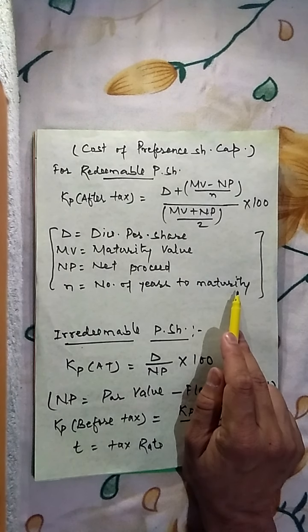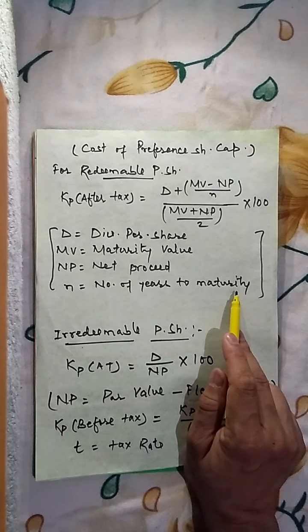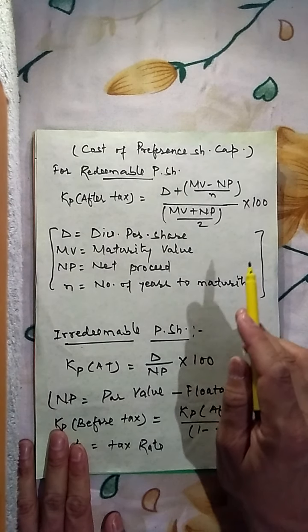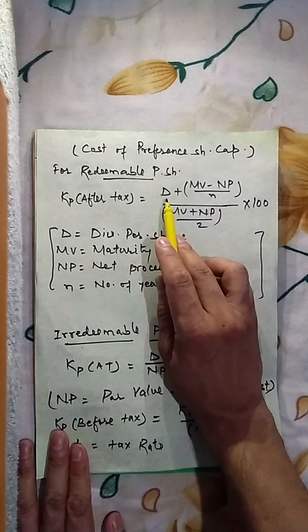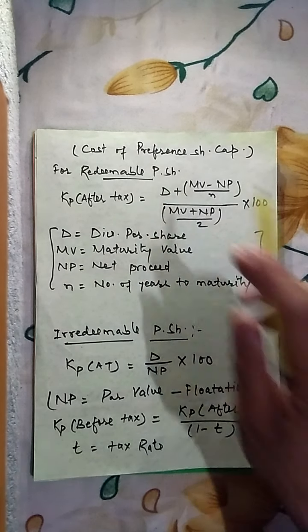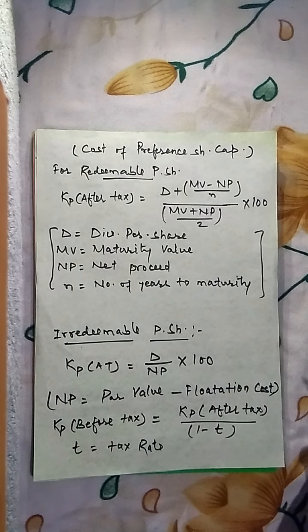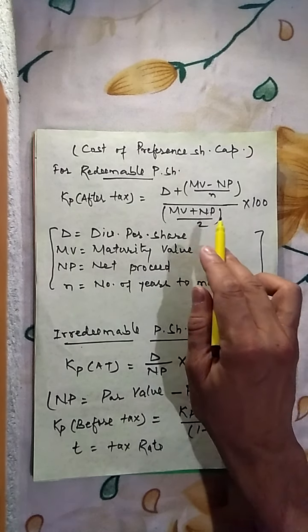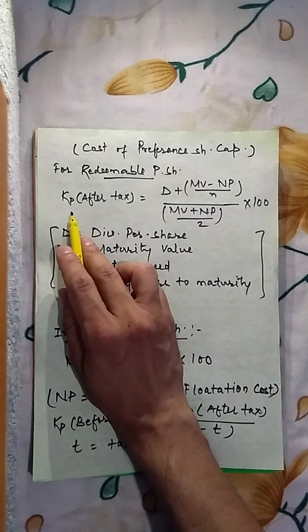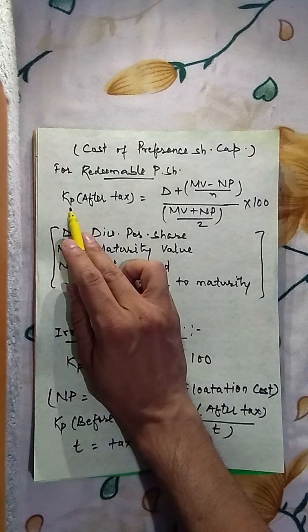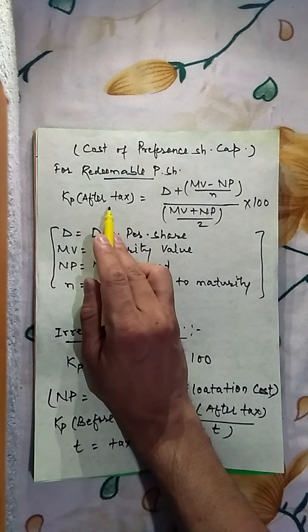When we discussed the debt capital, then we saw a similar formula. In that formula there was R instead of D. So this was actually the difference. And one more thing which is different here, that when we calculated the cost of debt capital, then that formula was actually used for cost of debt capital before tax, but here we are using this formula for cost of preference share capital after tax.